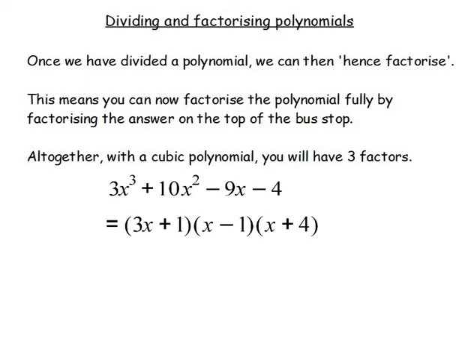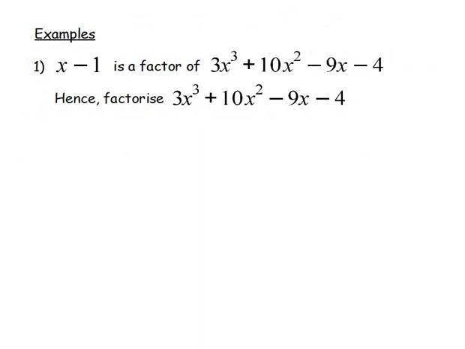more factors. So altogether, with a cubic polynomial, that's what they usually use in additional maths, so you'll have a cubed term in it. You will have 3 factors altogether in your answer. Because of that cubic, it means you're going to have 3 factors at the end. So remember, you'll be given 1 factor to divide, and then once you get your answer, you factorise it to get 2 more factors for your final answer. So we're going to have a look at this through some examples.